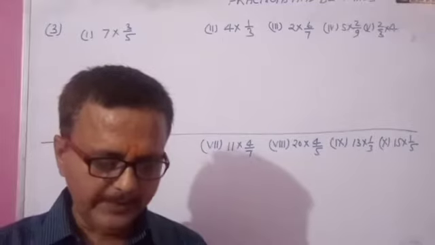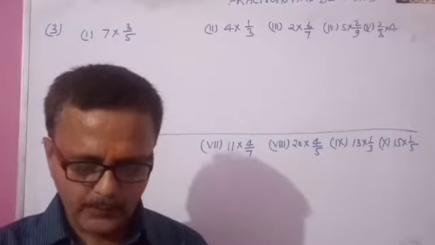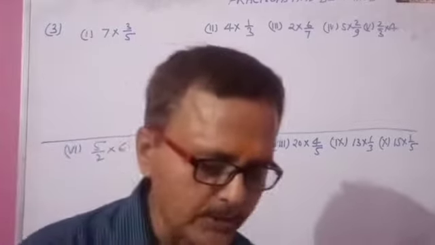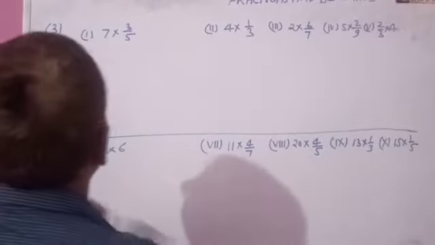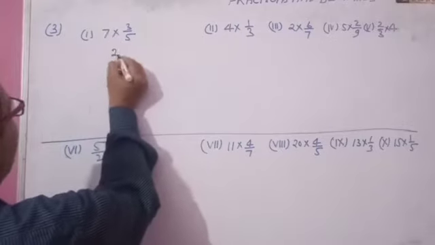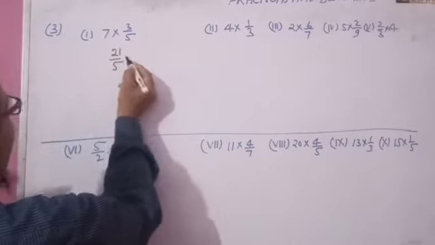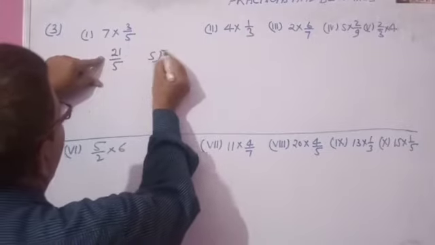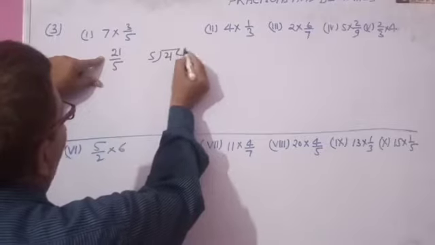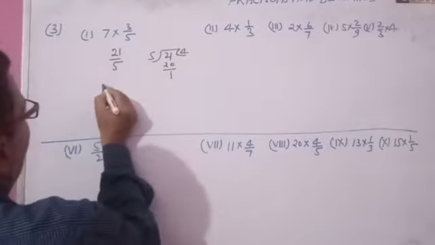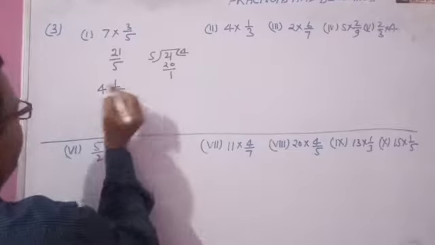Now question number 3. Multiply and reduce to lowest form and convert into a mixed fraction. Mixed fraction में change करना है, lowest form में reduce करना है, multiply भी करना है. आप यहाँ पर देख रहे हैं 7 multiplied by 3 that is 21 upon 5 and you will change into mixed fraction. How you will change? 21 divided by 5, 5 4s are 20 and 1, that is 4 whole 1 upon 5.